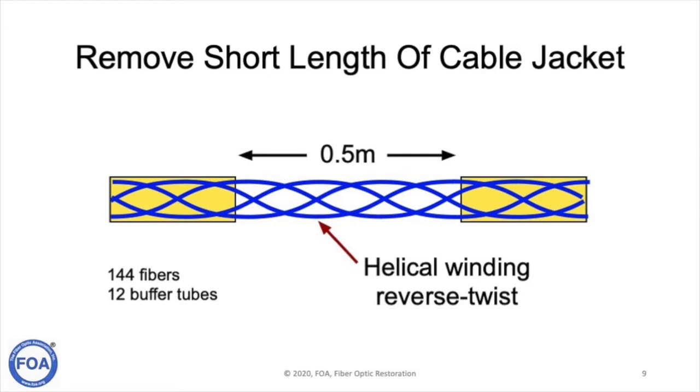First, we remove a short length of the cable jacket to expose the inside of the cable. We look for the point at which the helical winding of the buffer tubes reverses, and that should be the center of the opening of the cable so the tubes fold up properly in the splice closure.